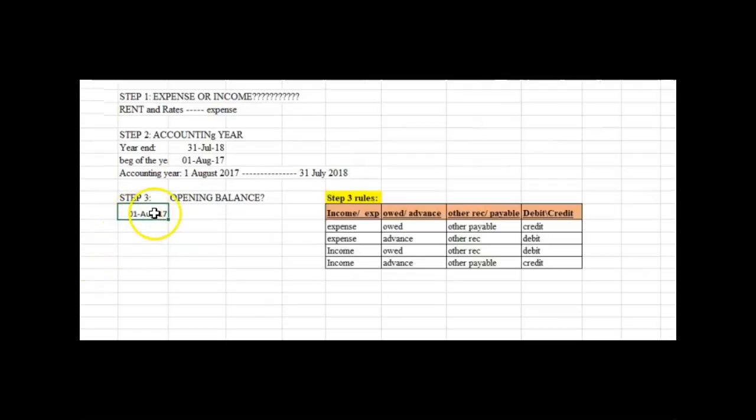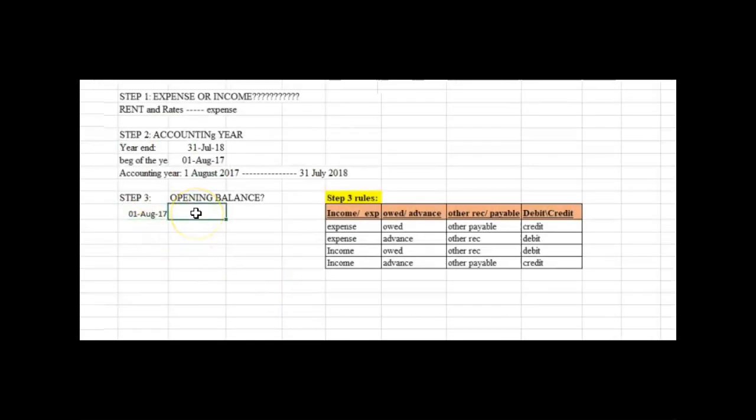In step 3, we need to know the opening and closing balance. To do step 3, we use some rules. I have briefly explained these rules in my previous videos. We begin with the opening balance. We check what was happening in the question on 1 August 2017. On 1 August 2017, rates of $350 in advance. So according to the rules, expenses paid in advance is other receivable, so $350 is debit.